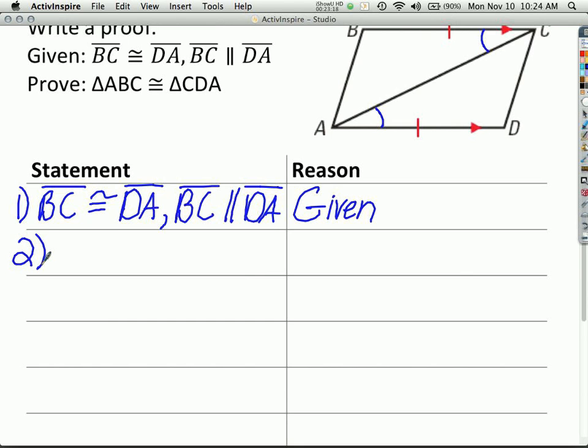Alicia. You said that CA is congruent. That's right. So you can say AC or CA, doesn't really matter. Is congruent to itself because of the reflexive property of congruence.